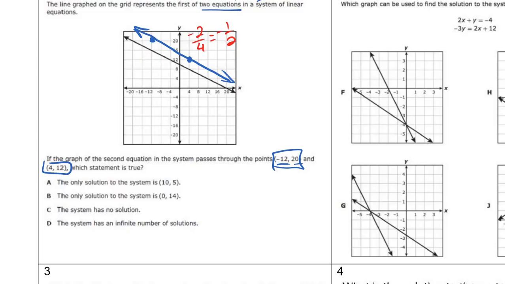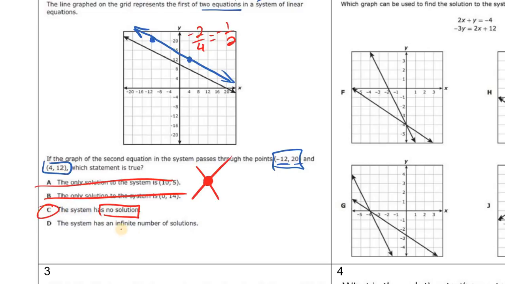They will never intersect. So what must be our answer? There's only one solution? No. Remember that a solution is where the two lines intersect. That's the solution, the part we care about. So it can't be A and it can't be B. It has no solution. They are parallel lines.